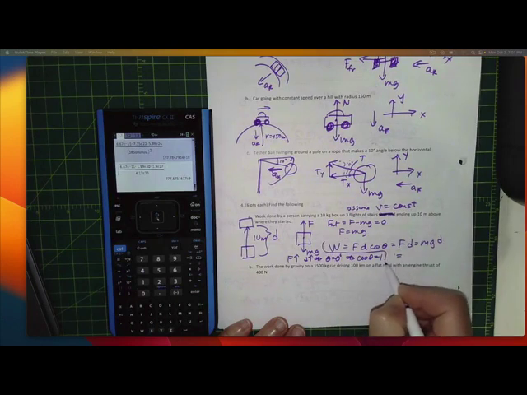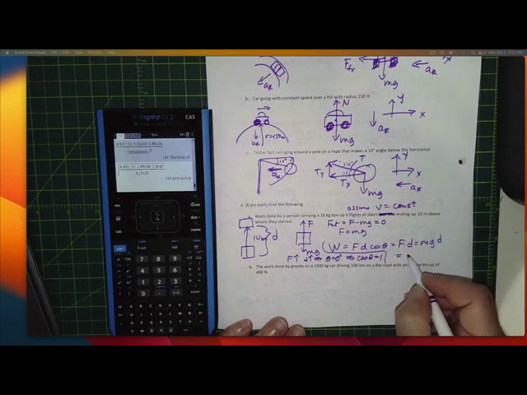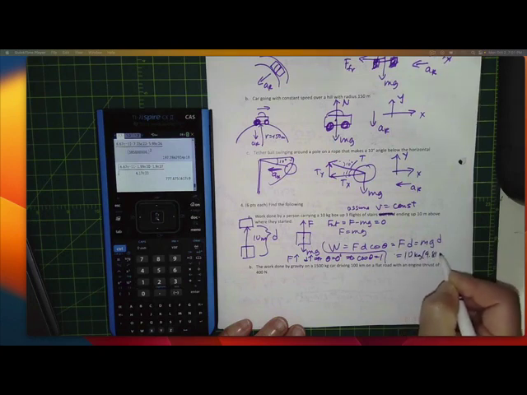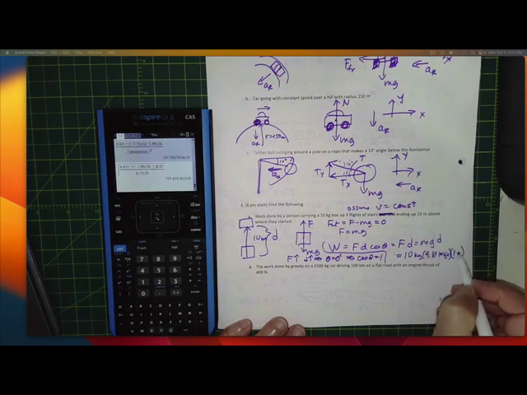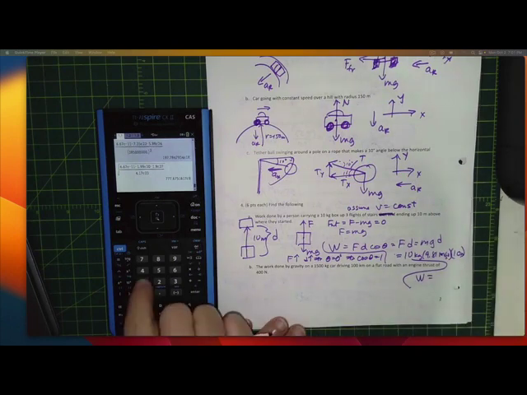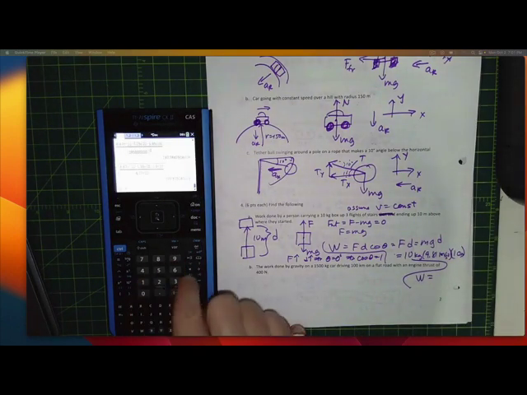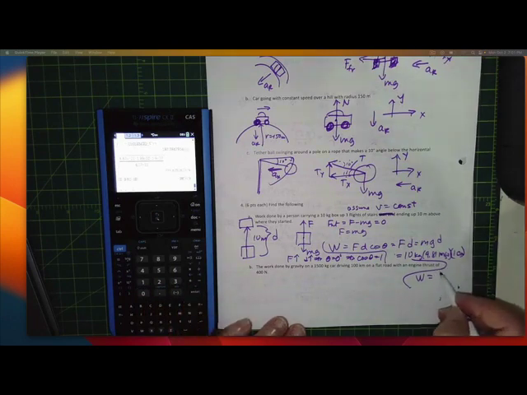Okay, running out of room here. So then the work is just mgd, where m is 10 kilograms, g is 9.81 meters per second squared, and d is 10 meters, just straight up. So the work is 10 times 9.81 times 10, pretty much 100 times 9.81. Anyway, 981 joules would be my work.